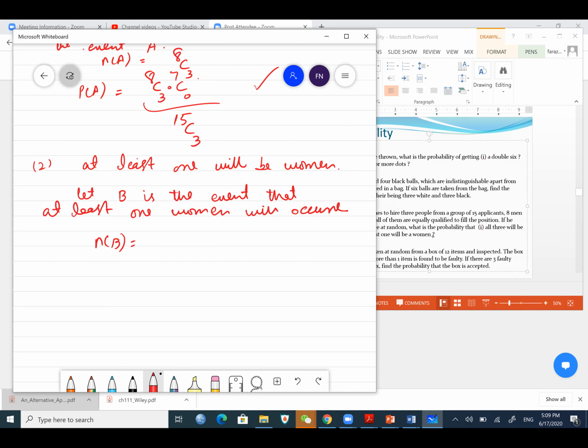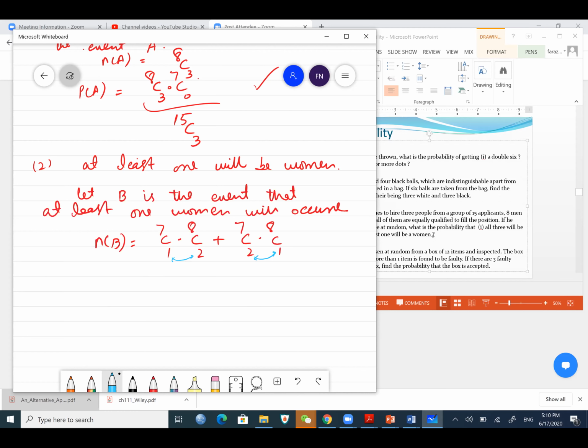So N of B, one woman. In total, how many people do we want to select? 3. And there must be one woman. If we select one woman, the remaining 2 will be men. Is that clear? Yes. Or the second option could be 2 women. If we select 2 women, then the remaining one will come from men, because in total we want to select 3 people. 2 plus 1, 3. 1 plus 2, 3.